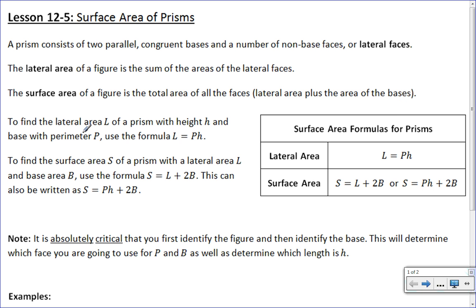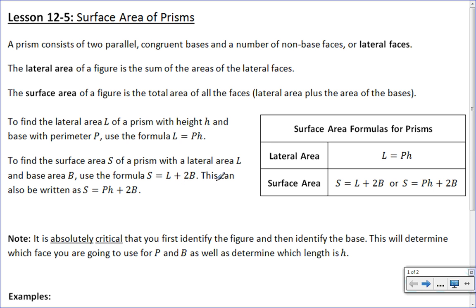To find the lateral area L of a prism with height h and base with perimeter p, use the formula L equals ph. So the lateral area is equal to the perimeter of the base times the height. To find the surface area S of a prism with a lateral area L and base area B, use the formula S equals L plus 2B. So surface area is equal to lateral area plus 2 times the area of the base. And this should make sense since there are two congruent bases.